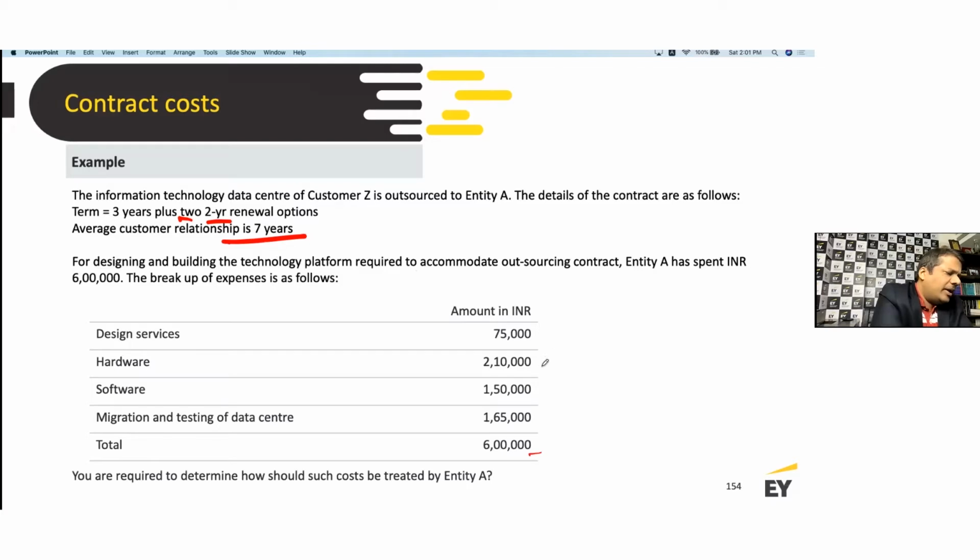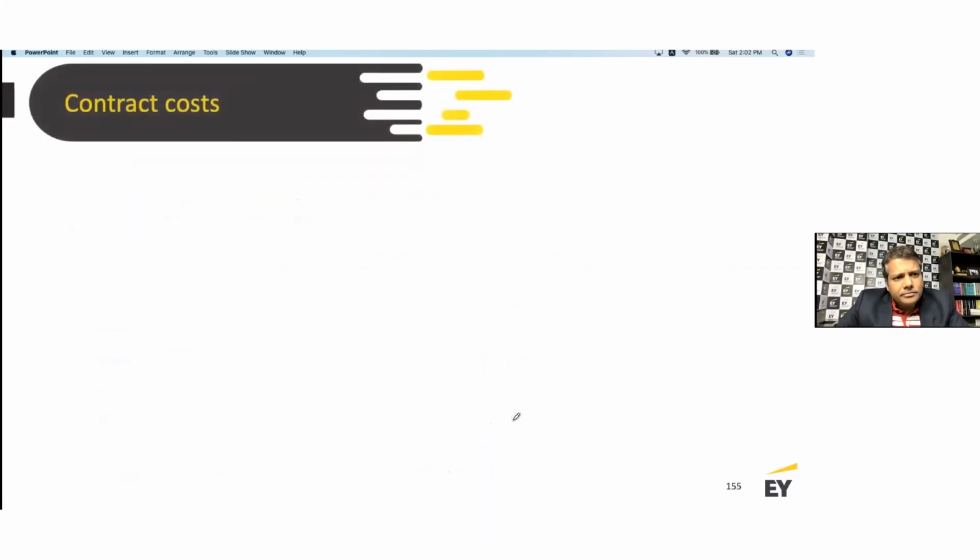So you look at hardware, that I can capitalize under Ind AS 16, right? Software, I can capitalize under Ind AS 38. But migration and testing and design services, these two costs are not allowed to be capitalized either under Ind AS 16 or under Ind AS 38, right? And that is where you look at Ind AS 115 as a contract fulfillment cost. So let's look at the solution.